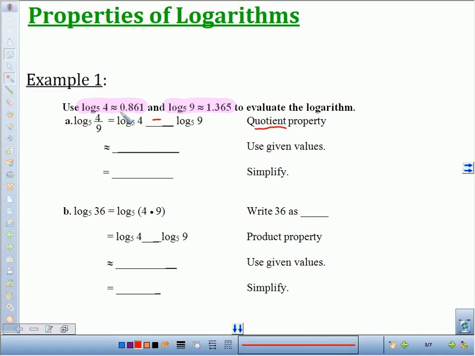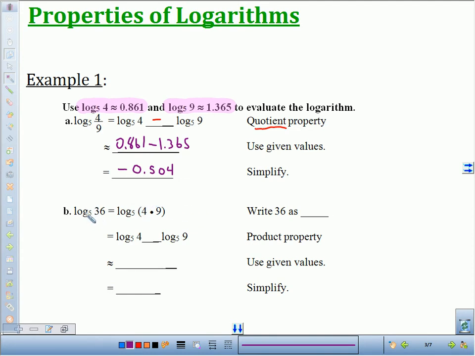Now, the next thing I want to do is replace my logarithms with their given values. So that would give me log base 5 of 4 is 0.861 minus log base 5 of 9, which is 1.365. And any calculator in the world can do this subtraction for me. When I do subtract it, I get negative 0.504. And that is my answer.